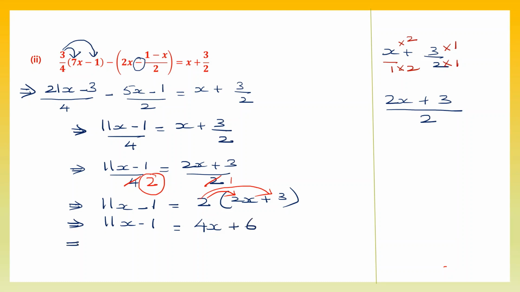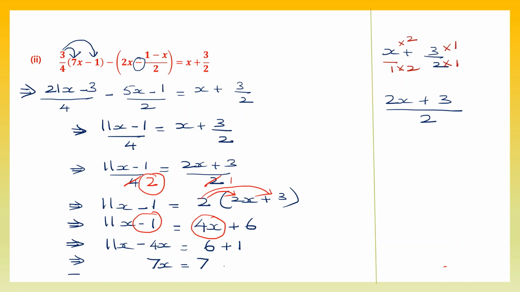So now let's get all the x terms to one side. I have 11x. I'm going to get 4x this side, so it's going to become minus 4x. On the right hand side I have 6. I'm going to transpose minus 1 to the right hand side. It's going to become plus 1. So here what do I have? 11x minus 4x. 11 minus 4 is 7. 7x is equal to 6 plus 1 is 7.